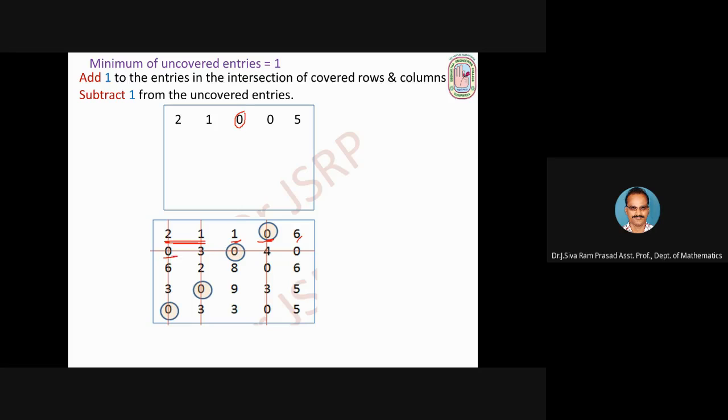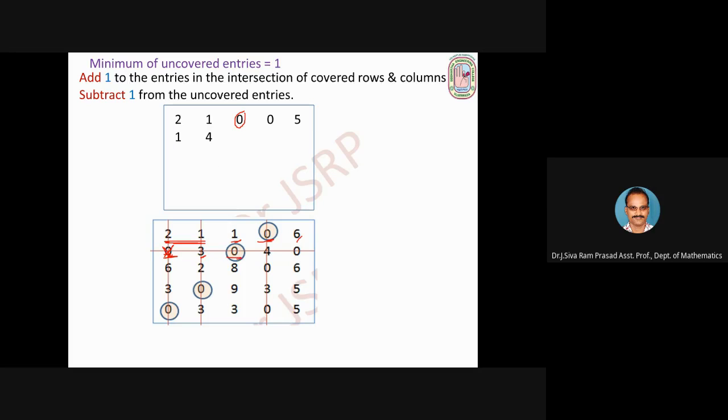Next, this is in the intersection of a covered row and column. We have to add 1 here. So 0 plus 1, 1. So here observe, the previous possible assignment is removed here. Okay. Next, 3. It is also in the intersection of a covered row and column. We have to add. So 3 plus 1, 4.